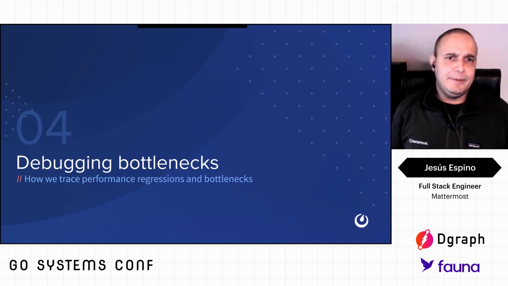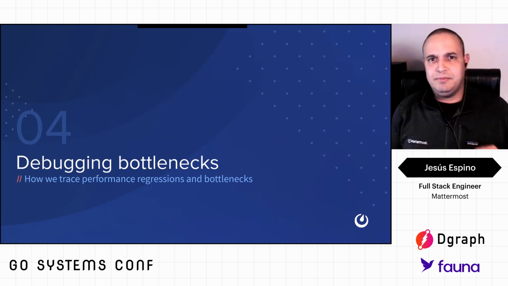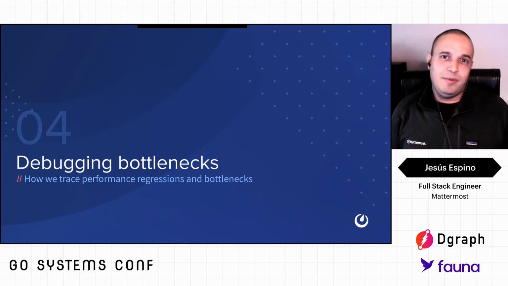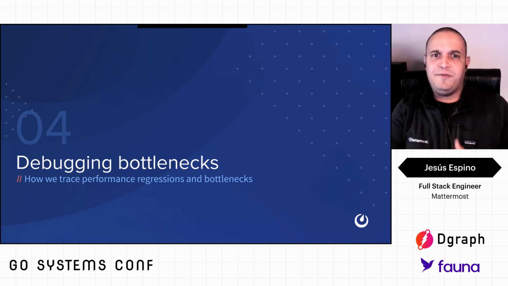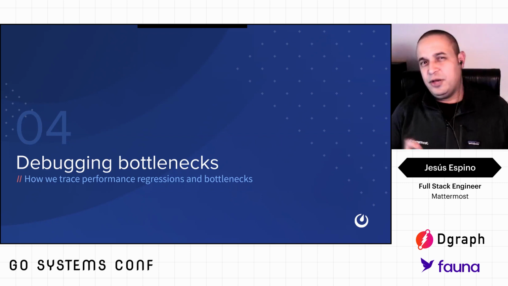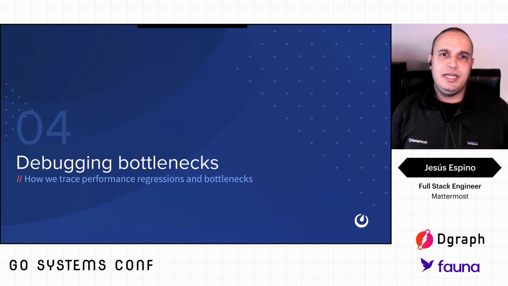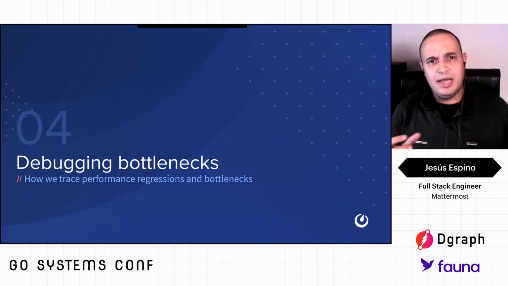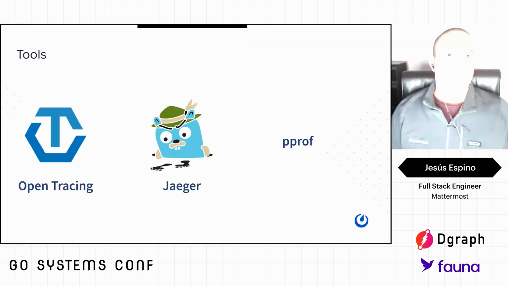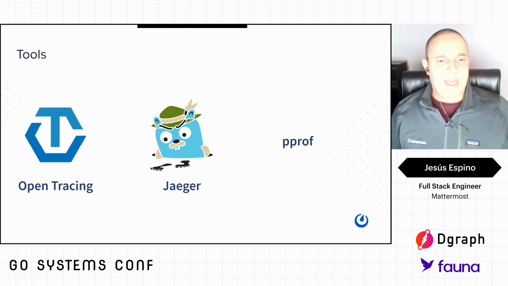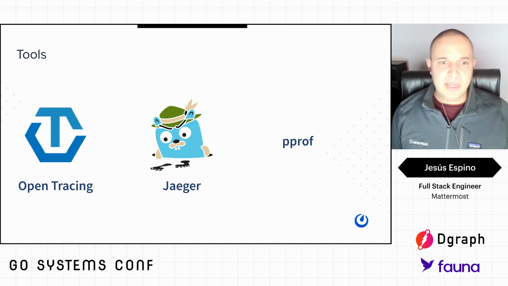Most of the time it's easy to figure out where the problem is. Solving the problem is not that easy, but finding the problem is easy. For the other 5% of the time, we need to debug. We need to verify where our performance is going. So for that, we have these three tools. We have OpenTracing, we have Jaeger for visualizing the OpenTracing information, and we have pprof.